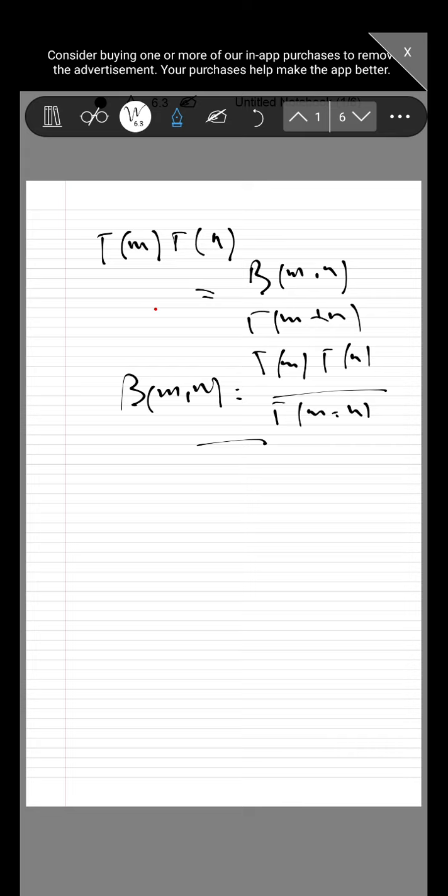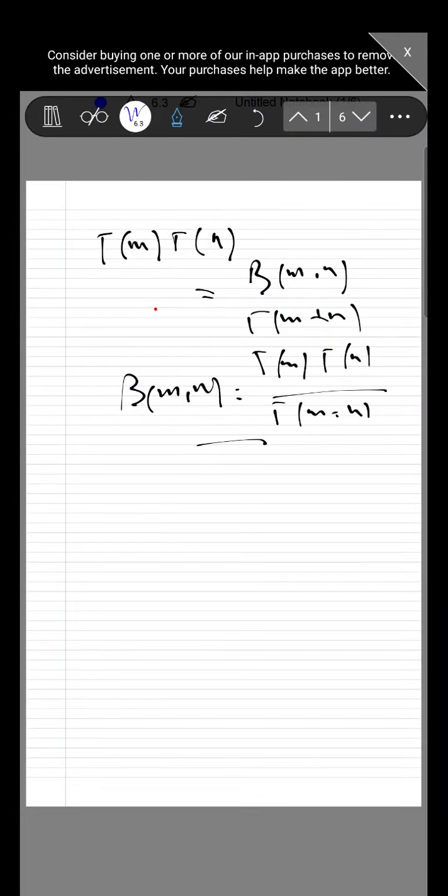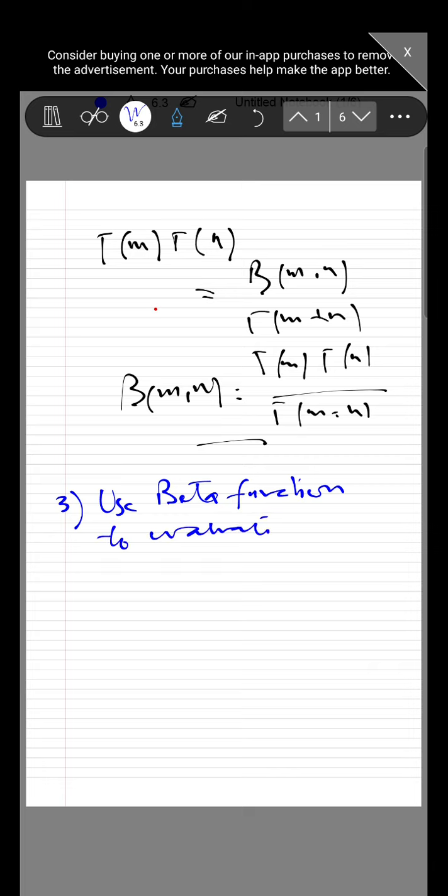Okay, now the third problem says that use the beta function to evaluate the definite integral 0 to pi by 2 of cos theta to the power r d theta.